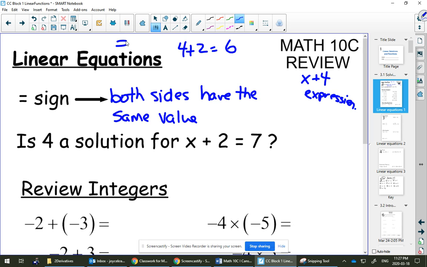So if I were to look at x plus 2 equals 7 and I want to find out is 4 a solution, I can actually do a left side, right side verification. So left side, right side. The left side of the equation is x plus 2. The right side of the equation is 7. So I sub in 4. 4 plus 2 is 6. So 4 is not a solution to x plus 2 equals 7.